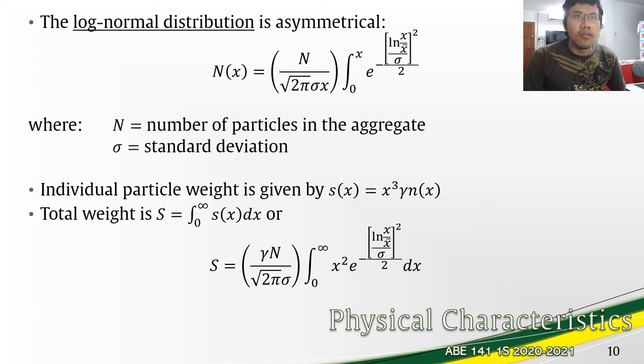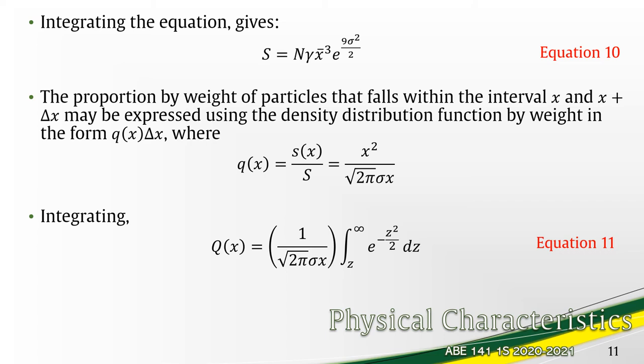The setup equation of the log normal distribution curve is n of x, as shown, where n is the number of particles in the aggregate or the bulk of materials. And we have here the sigma, still the standard deviation. The individual weight is given by S of x. We will simplify this further because, again, this is not a mathematics class. So we just show this for you to appreciate it. And we simplify it, so it becomes S equals n gamma x raised to the negative 3 multiplied by the quantity e raised to the quantity 9 sigma squared over 2.